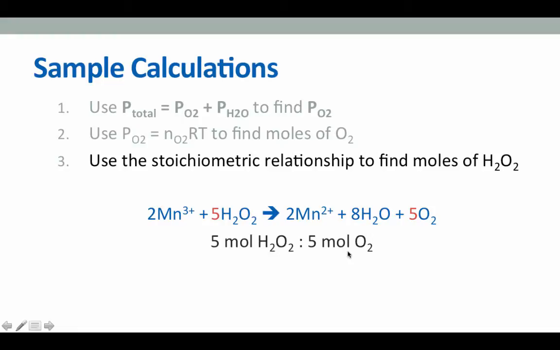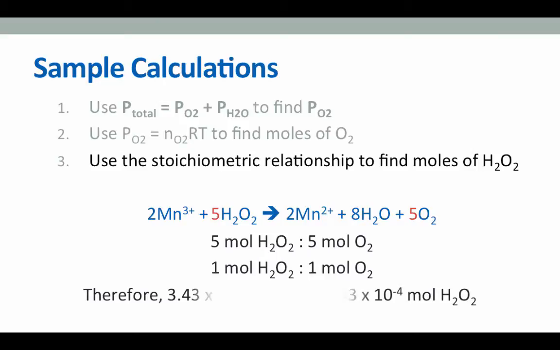We can see that there is a 5:5 molar ratio between hydrogen peroxide and oxygen. And 5:5 is the same as saying that there is a 1:1 relationship. This means every mole of oxygen gas produced came from a mole of hydrogen peroxide. Therefore, I would also have 3.43 times 10 to the negative 4 moles of hydrogen peroxide in my starting material.